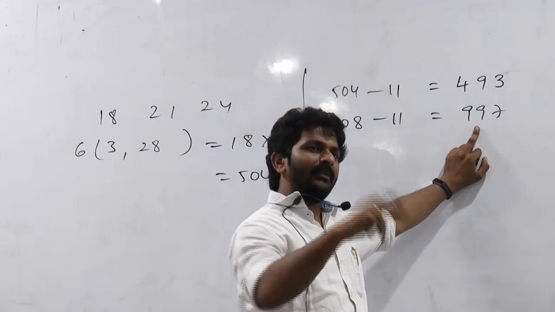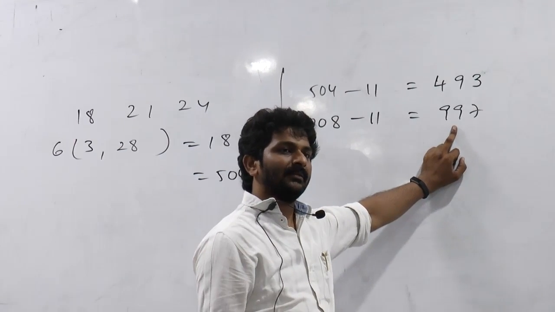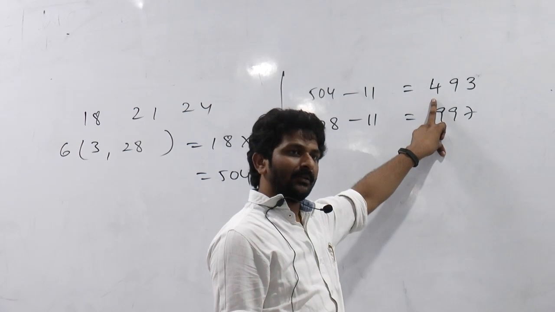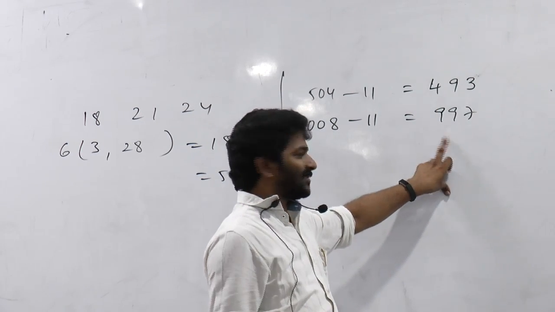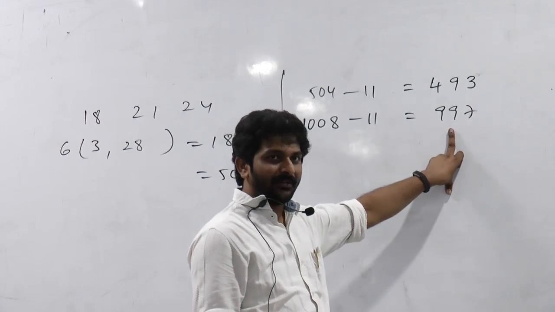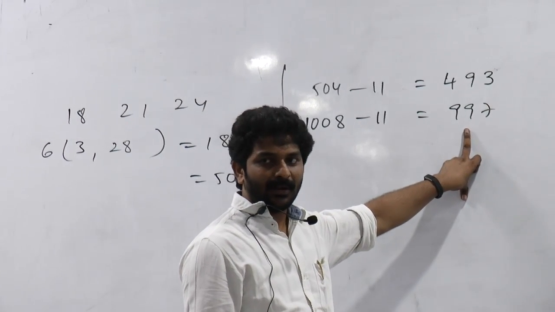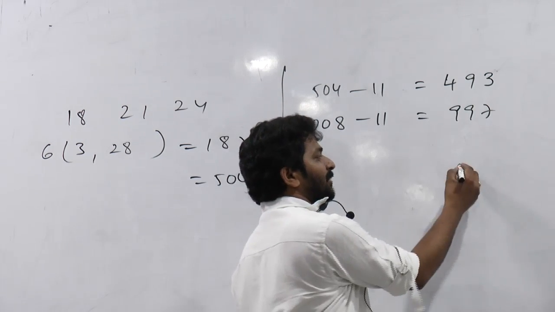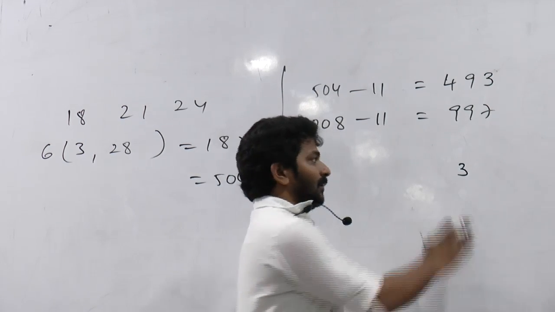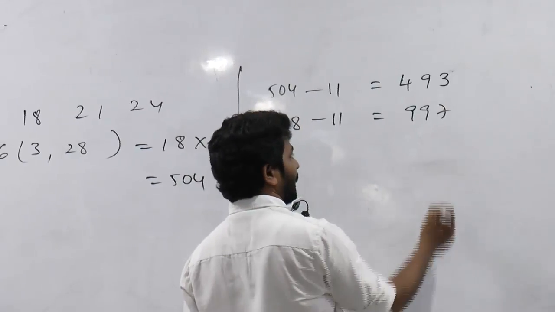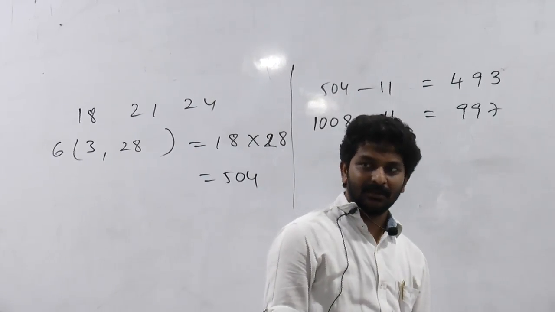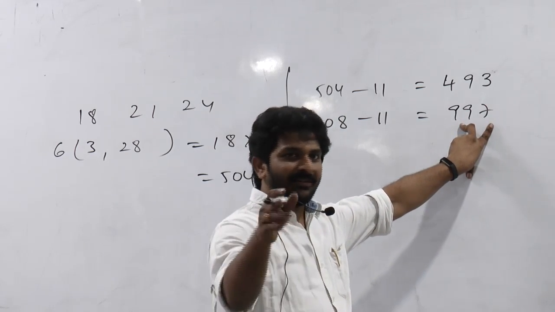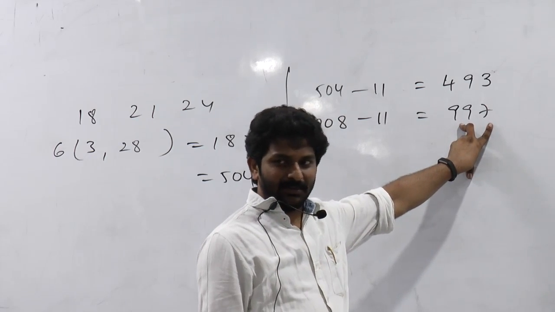Just hold it. Do you have 997 in the options? Do you have 493? You need to verify whether this is a 23 multiple or not. 23 4 times is 92. Apart from 92, how much do you have? 77. 77 can never be a 23 multiple.